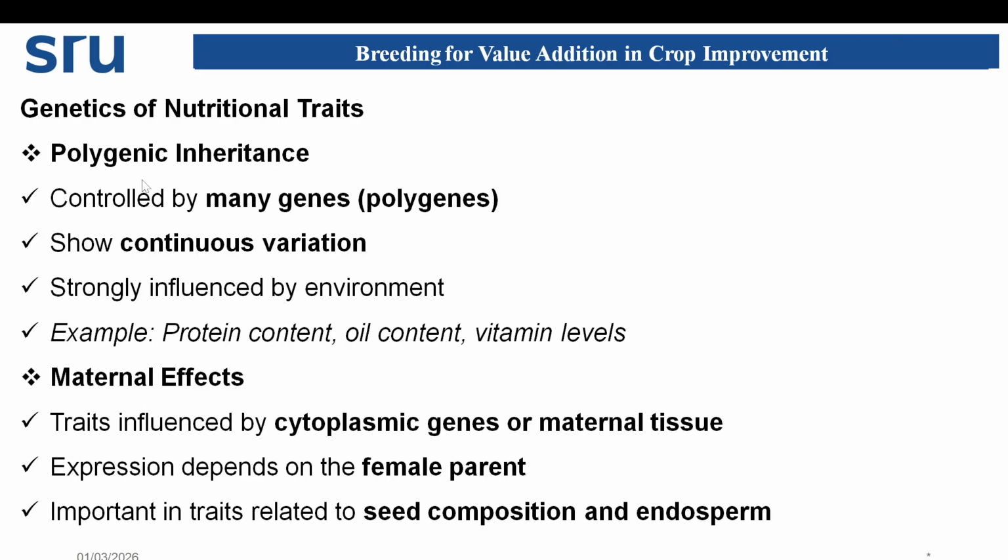Then next, polygenic inheritance. It is controlled by many genes, that is polygenes, shows continuous variation, and is strongly influenced by environment. Example, protein content, oil content and vitamin levels. Next, maternal effect. The traits are influenced by cytoplasmic genes or maternal tissue. Expression depends on the female parent, and is important in traits related to seed composition and endosperm.